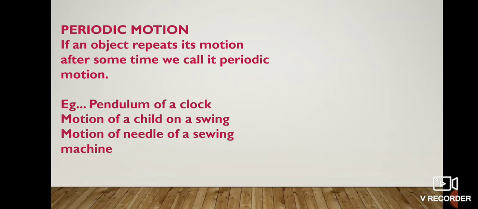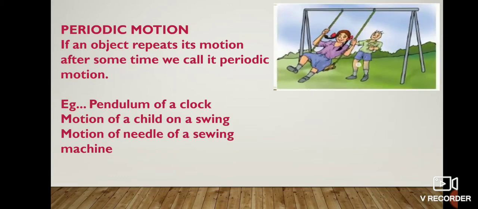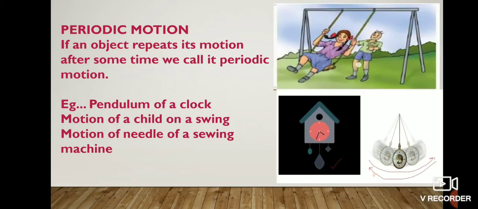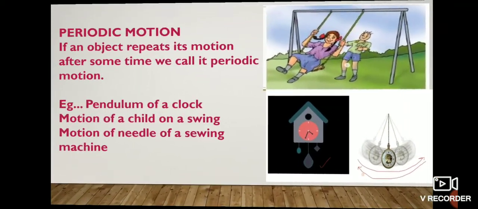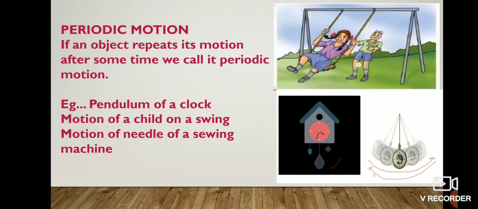Next is periodic motion. If an object repeats its motion after some time, we call it periodic motion. Motion of a child on a swing, pendulum of a clock, motion of needle of a sewing machine, all are examples for periodic motion. It will repeat after some time.